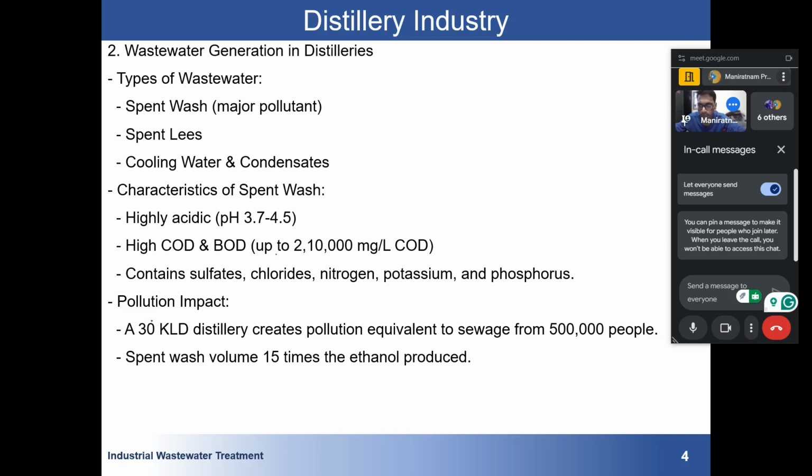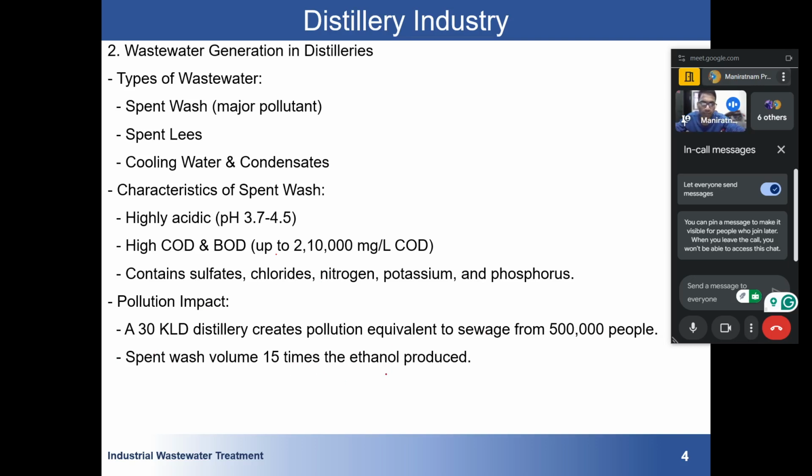Pollutant effect: 30 KLD, where KLD means kiloliter, 10 to the power 3 liters per day. Now this 30 kiloliters means 30,000 liters per day, and it creates pollution equivalent to sewage from 5 lakh people. The spent wash volume is 50 times the ethanol produced.